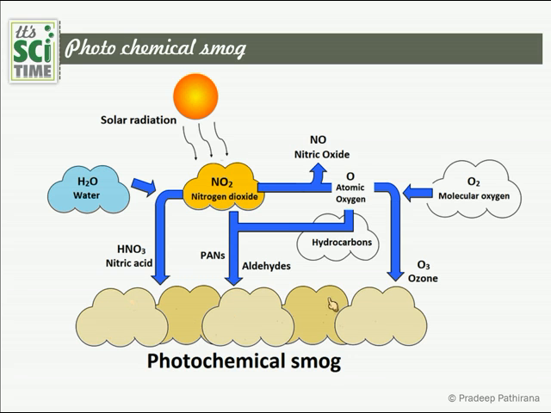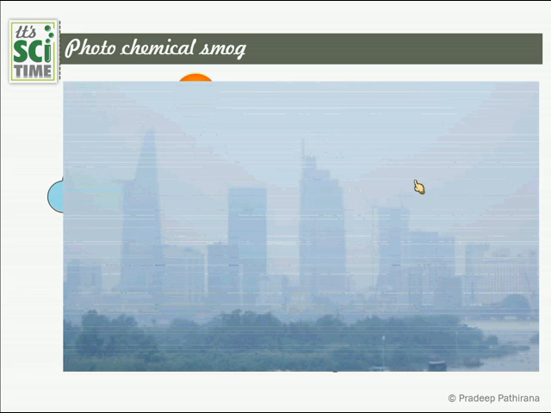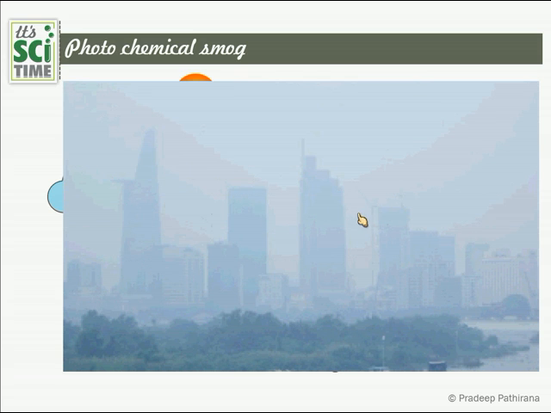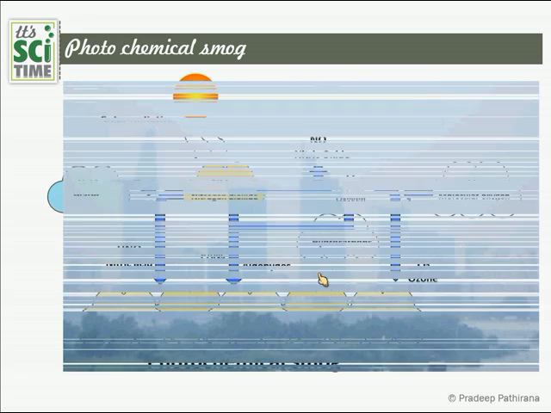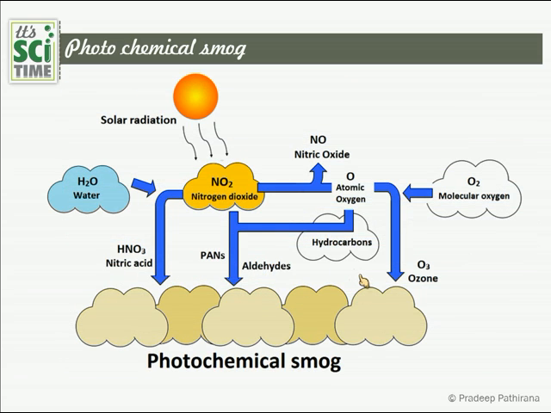I will show you a pictorial photo here. Look at this one. This is not fog or mist. This is the photochemical smog over the city. When air pollutants rise to a very high extent, a lot of cities around the world have faced this problem. Even in India, New Delhi city has faced this problem, photochemical smog. And look at the questions related to that.